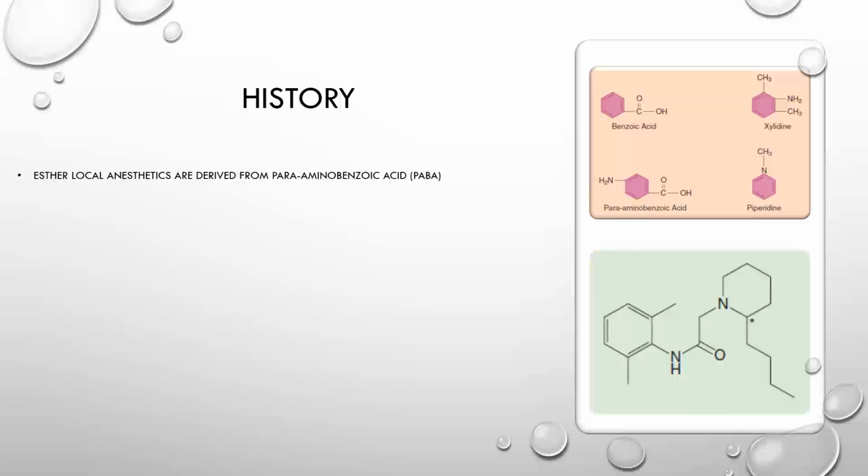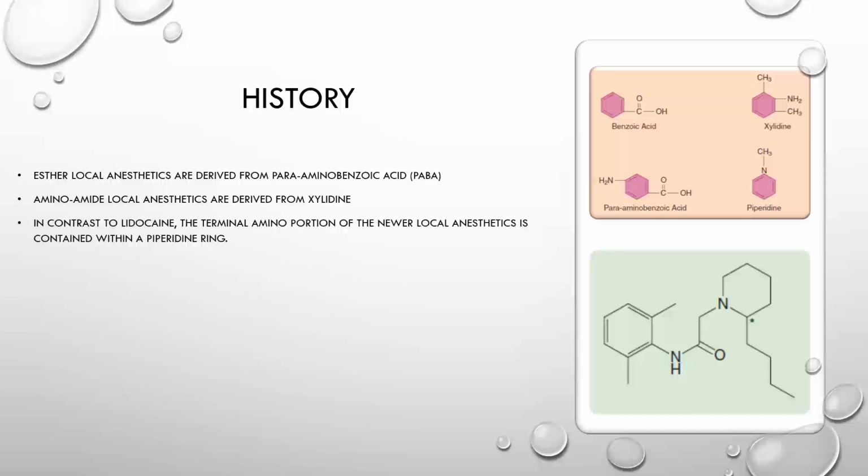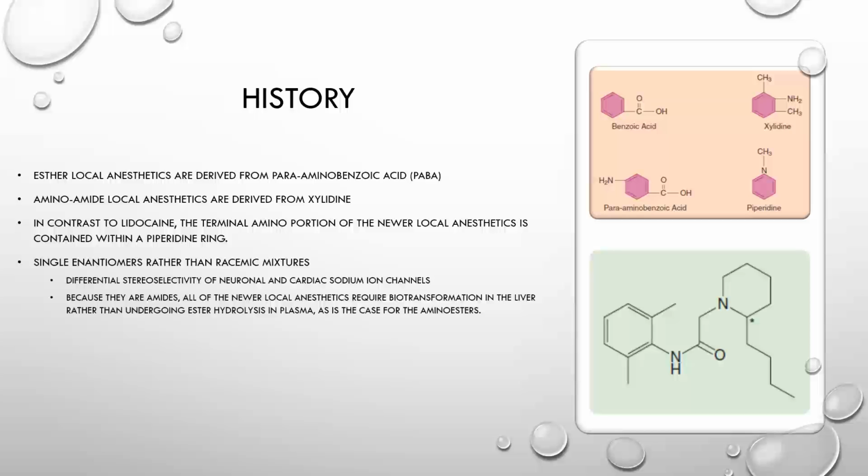Ester local anesthetics, as I mentioned previously, are derived from paraaminobenzoic acid. The amide local anesthetics are derived from xylidine, including lidocaine, mepivacaine, bupivacaine, ropivacaine, and levobupivacaine. Now, in contrast to lidocaine, the terminal amino portion of these newer compounds is contained within a piperidine ring. Ropivacaine and levobupivacaine are the newest local anesthetics and share an additional distinctive characteristic: they're both single enantiomers rather than being a racemic mixture like the rest of them.